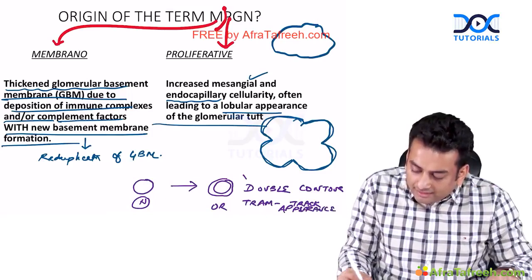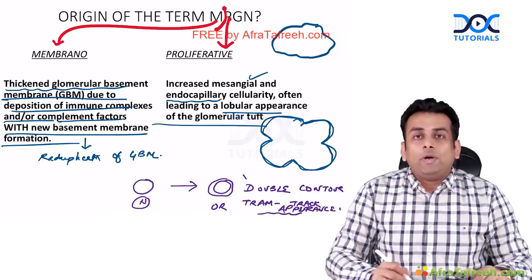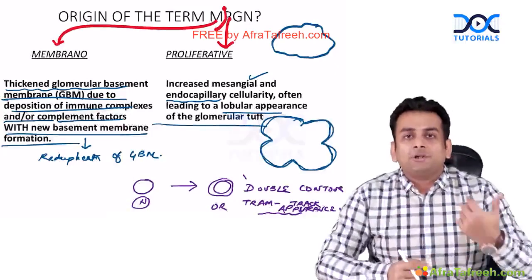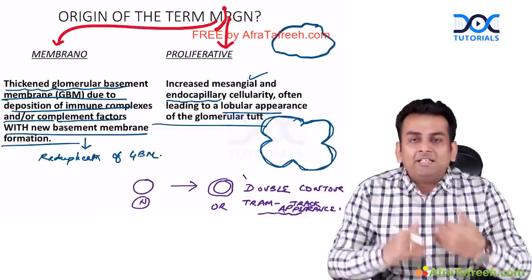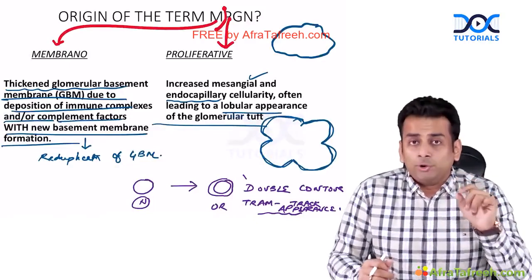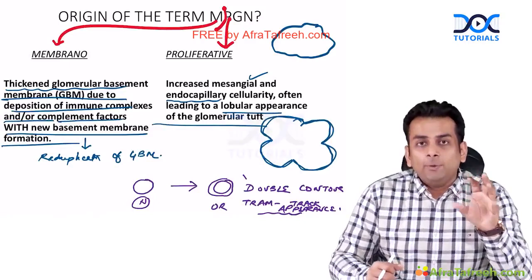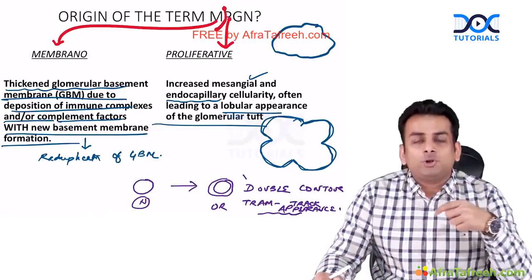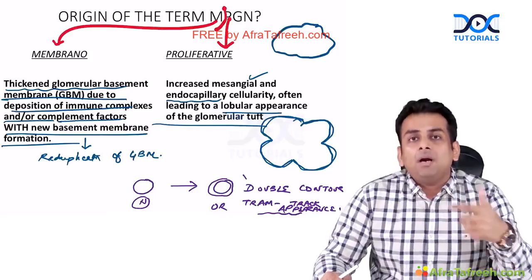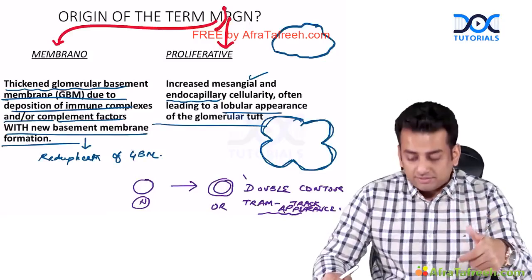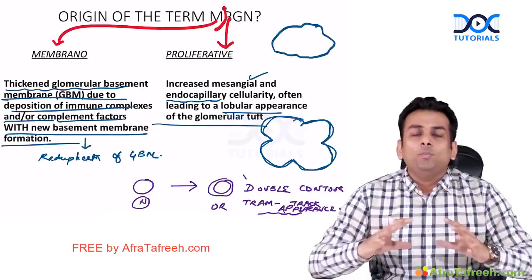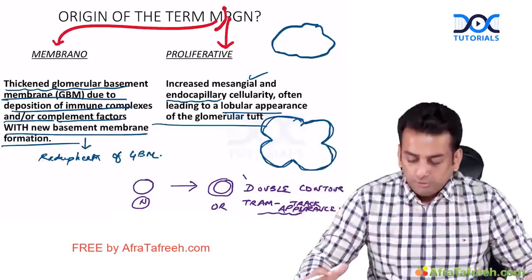Tram track appearance. So the MPGN pattern on light microscopy, on histopathology examination, often yields a characteristic appearance due to membrano. Membrano means thickening of the GBM, and reduplication of the GBM gives rise to a double contour appearance or a tram track appearance. Double contour or tram track appearance. I hope I'm clear. And due to proliferation, it leads to a lobular accentuation.